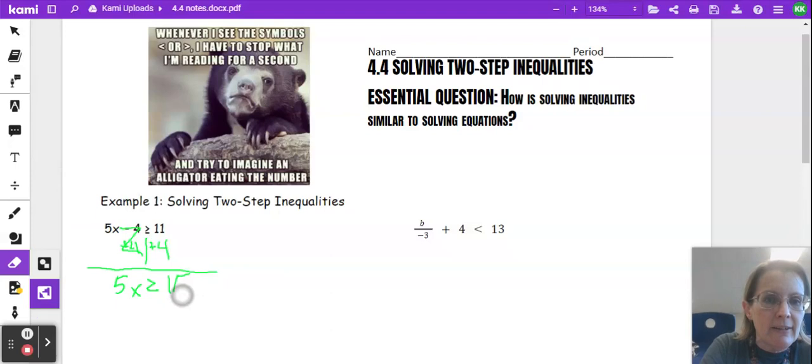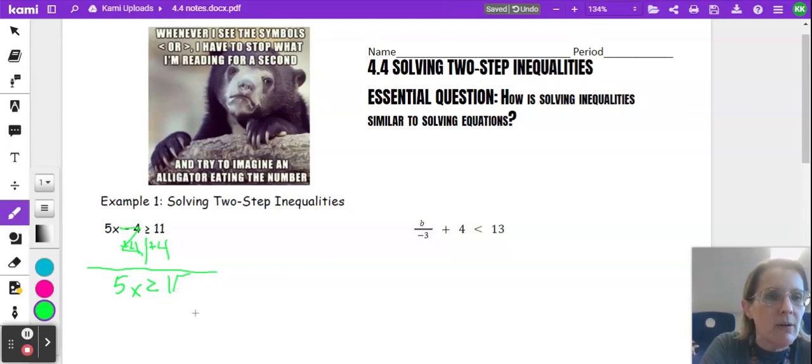And that looks like 16. Let me fix it. That's a little bit better. Oh, and now it disappeared. Come on, computer. There we go.